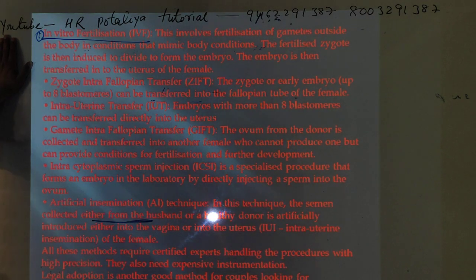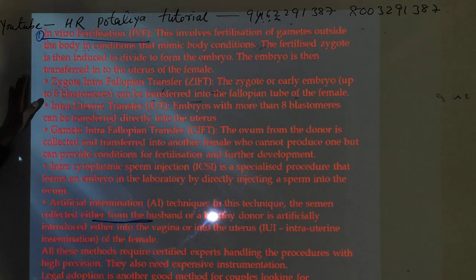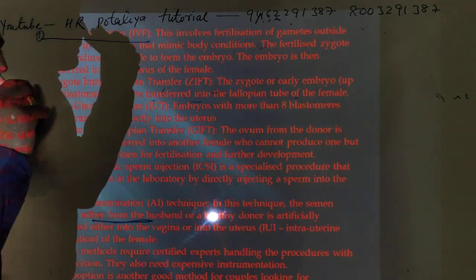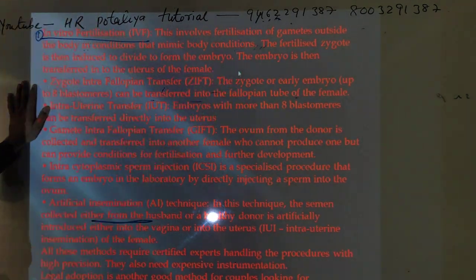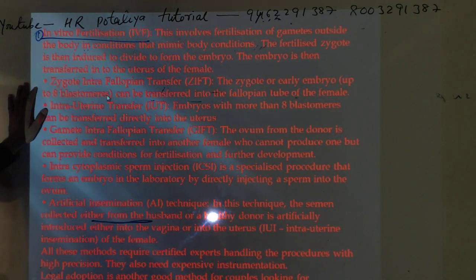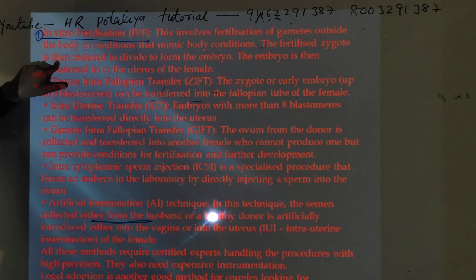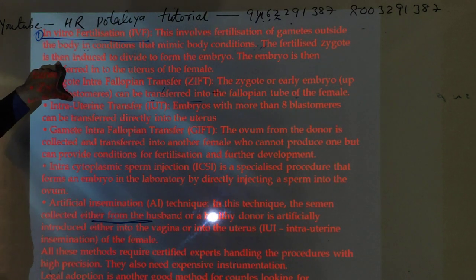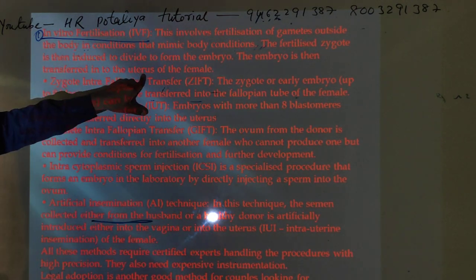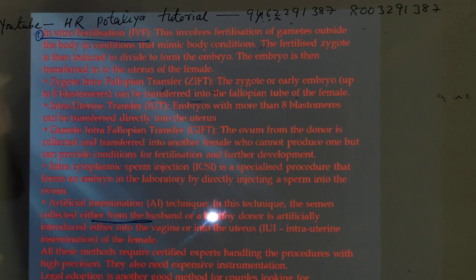In vitro fertilization, IVF, involves the fertilization of gametes outside the female body. Conditions should be provided such as inside a female body, a mimic body condition, meaning all conditions are similar to the inside of a female body, provided in the laboratory. The fertilized zygote is then induced to divide to form the embryo, and this embryo is then transferred to the uterus of the female.